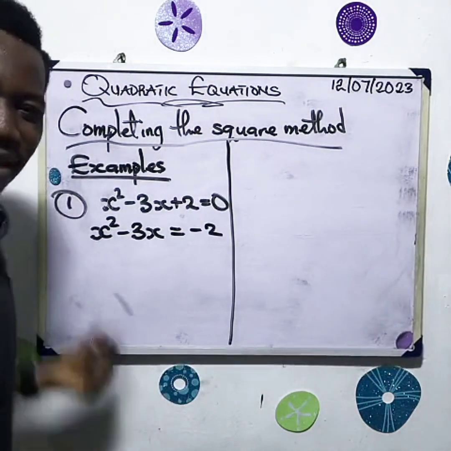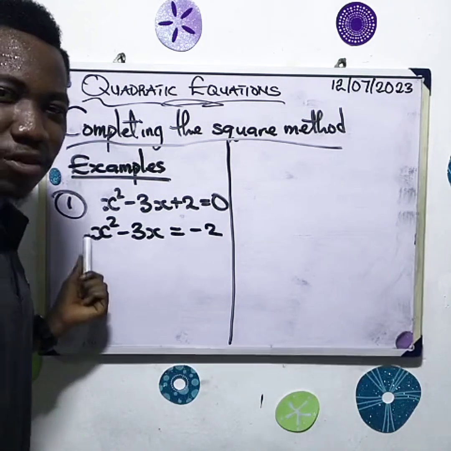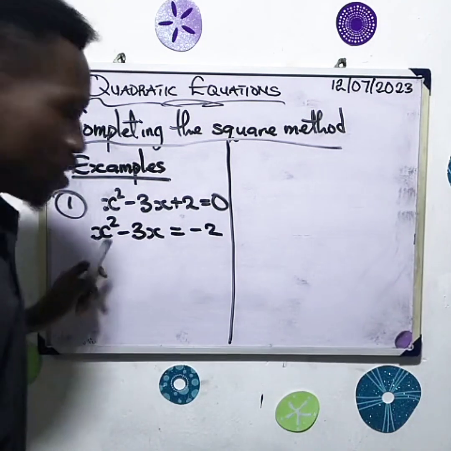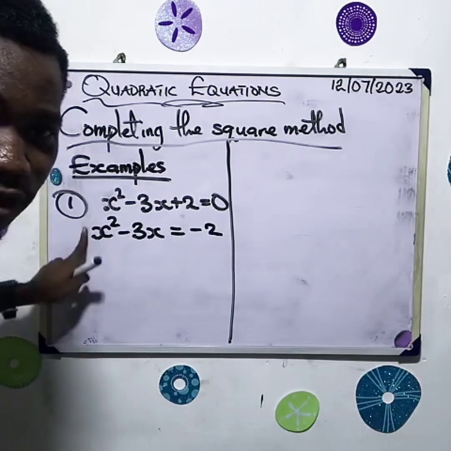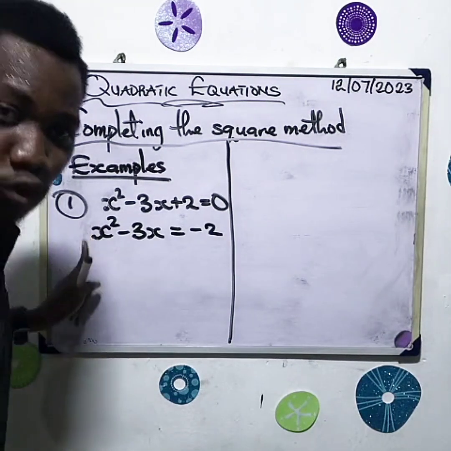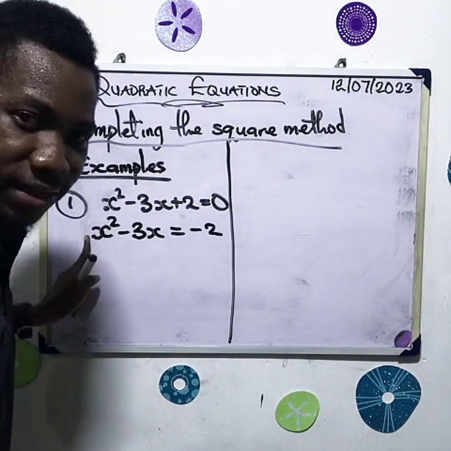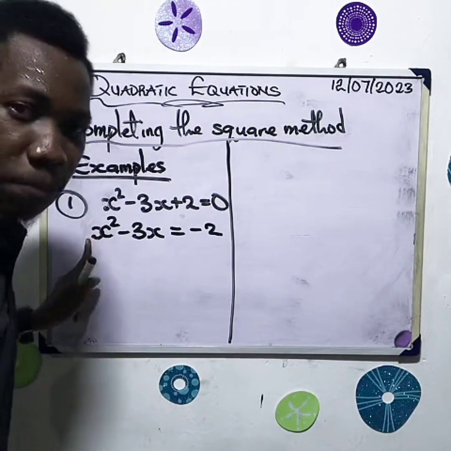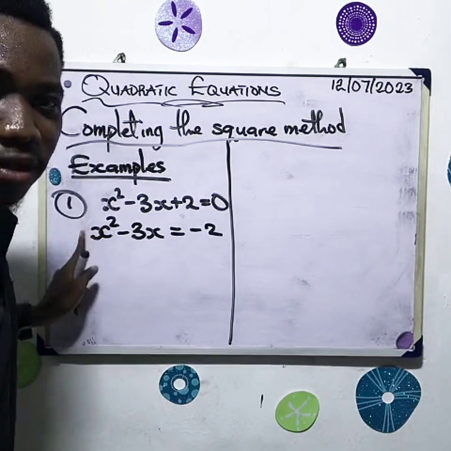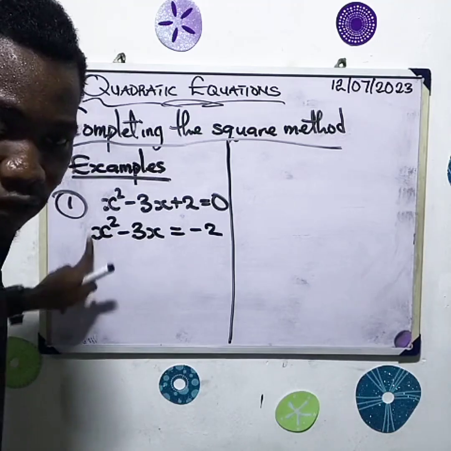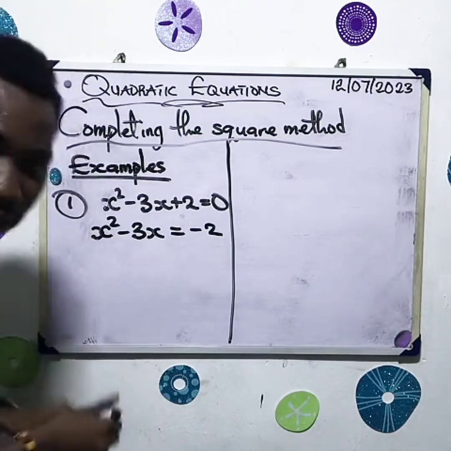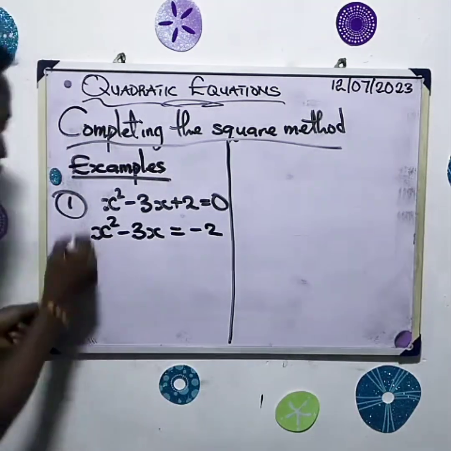You want to check the coefficient of your x squared. Make sure it is unitary. In other words, make sure that you have just 1 as the coefficient. If it is 2, you want to deal with it. If it is 3, you want to deal with it. If it is 4, you want to deal with it. Whatever, make sure it is just 1. So of course we have just 1 here, so we can move on. Now what if it were to be 2?